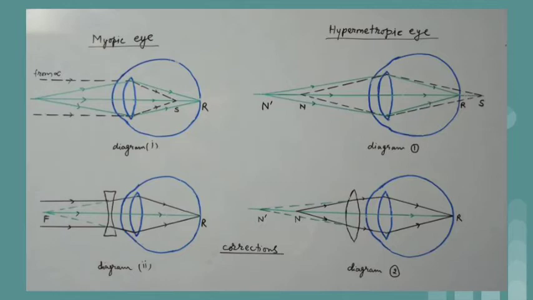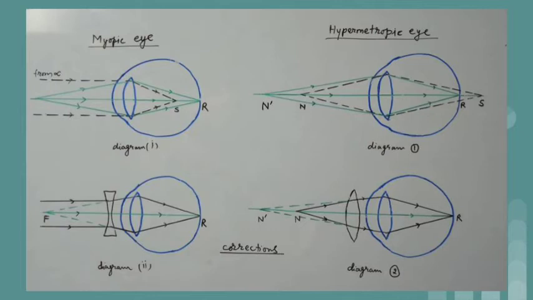In the second defect, that is hypermetropia or long-sightedness, eye could see the far off objects clearly but could not see nearby objects distinctly. The near point shifts away from the eye. It is no longer at 25 centimeter.